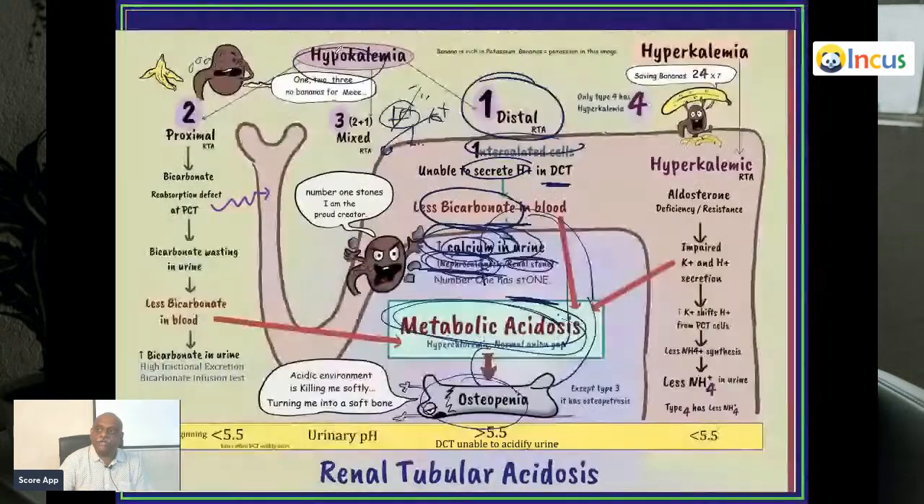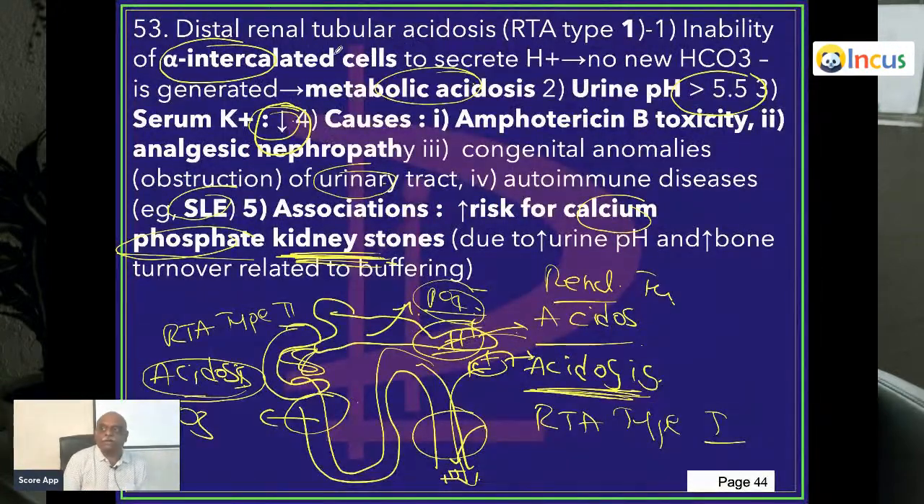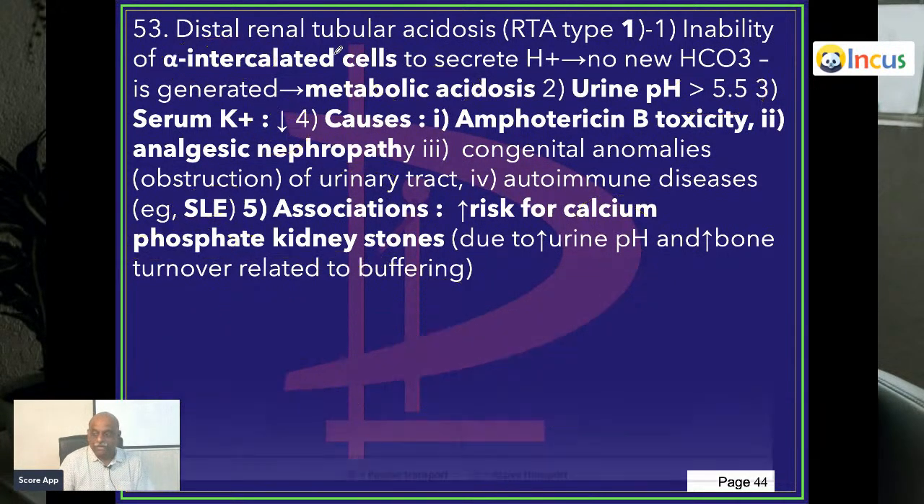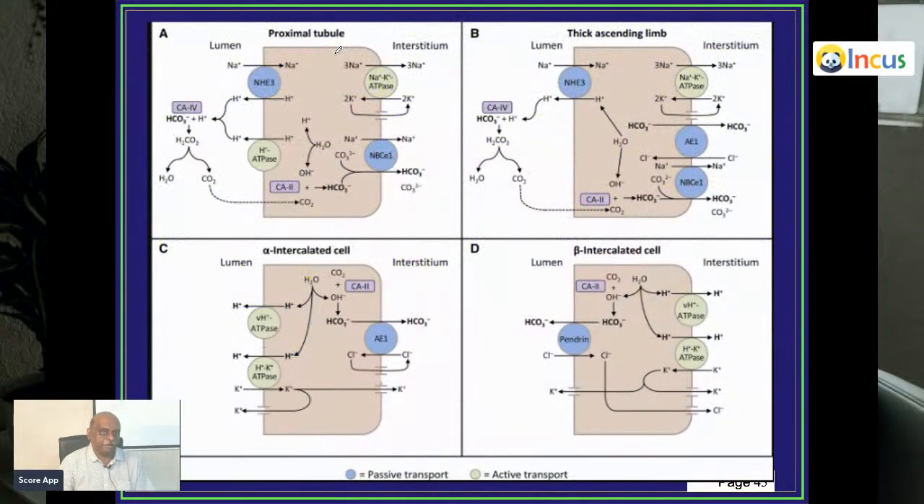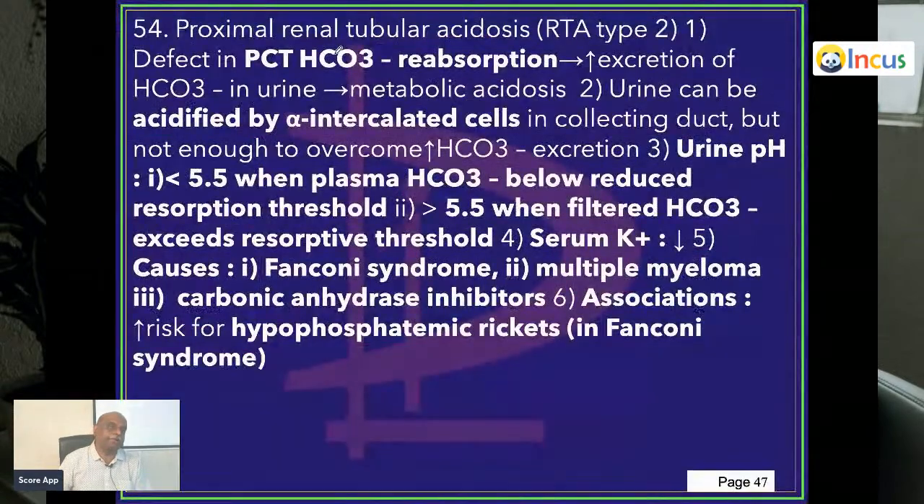What are the etiological factors leading to distal renal tubular acidosis? Amphotericin B toxicity, analgesic nephropathy, and also SLE, and any congenital anomalies leading to obstruction of the renal tract, is what you need to understand.